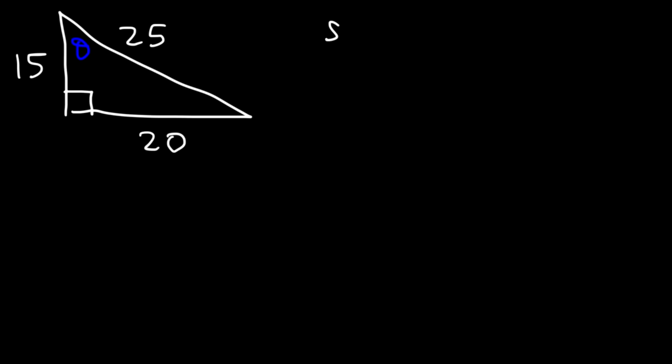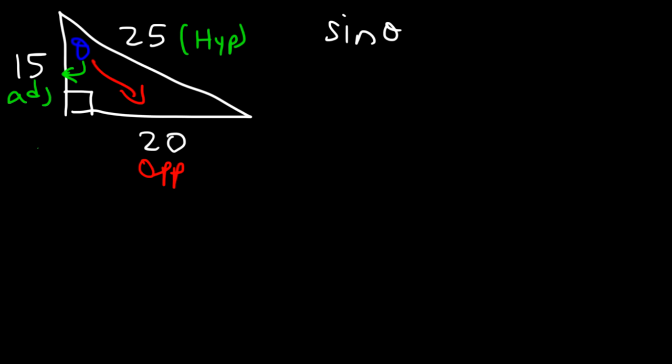So now, let's go ahead and find the value of sine theta. So opposite to theta is 20. The hypotenuse is always across the box. It's the longer side. So 25 is the hypotenuse, and adjacent to theta, or right next to it, is 15.